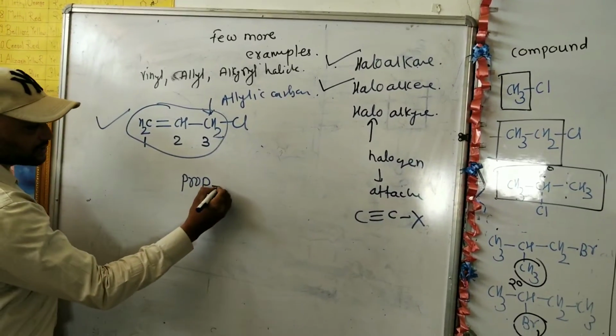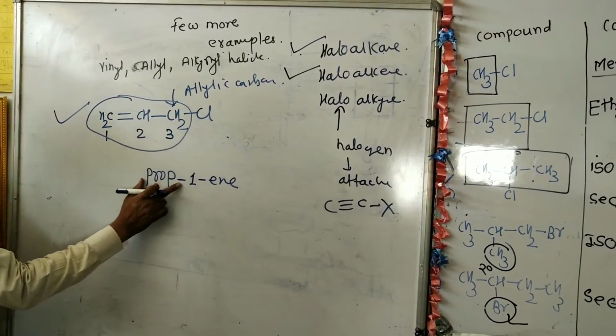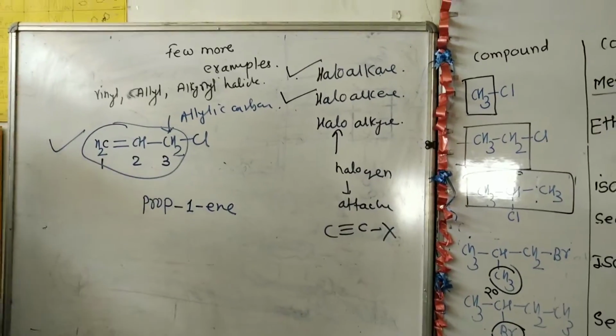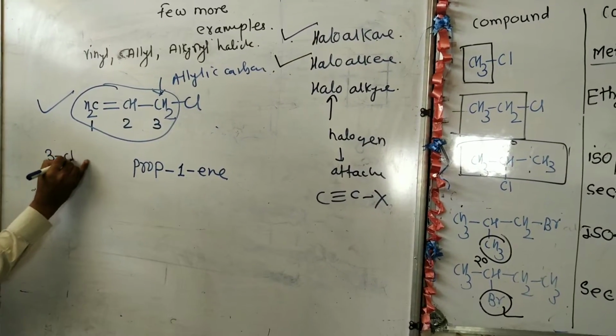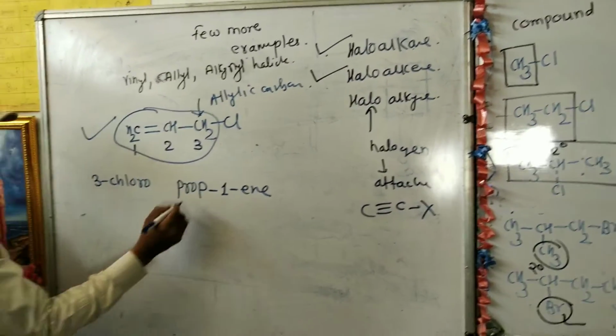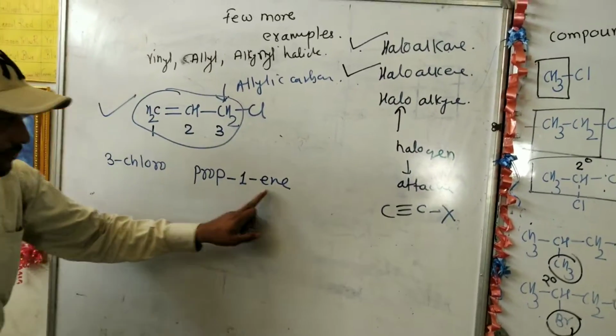Double bond comes at one position, that's why prop-1-ene. And the third carbon carries chlorine. That's why it is called 3-chloroprop-1-ene.